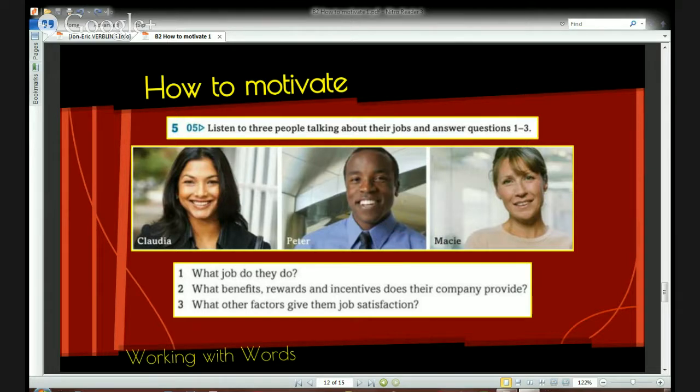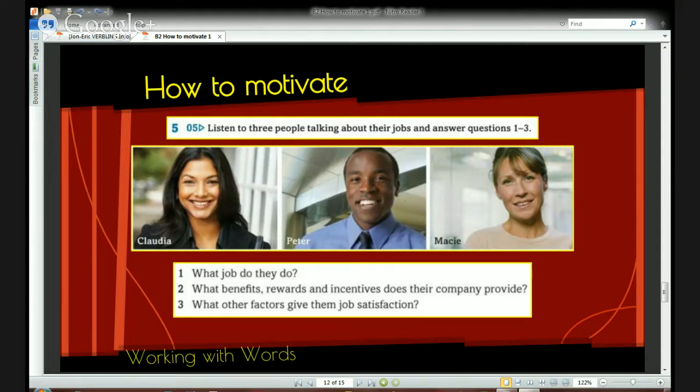So we've got 3 jobs, and now we're going to look at the other questions. What benefits and rewards and incentives does their company provide? That's the main thing. Let's see how much you can remember, and if necessary, we'll look at it and read it again. So what do you remember? We can go in any order. It doesn't matter. I can say about Claudia.